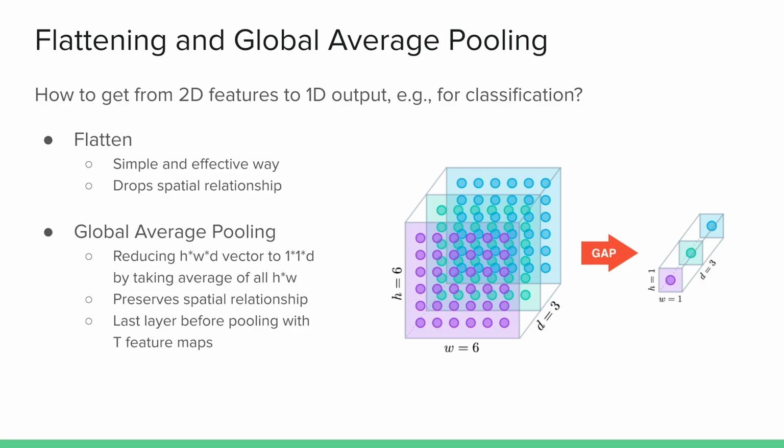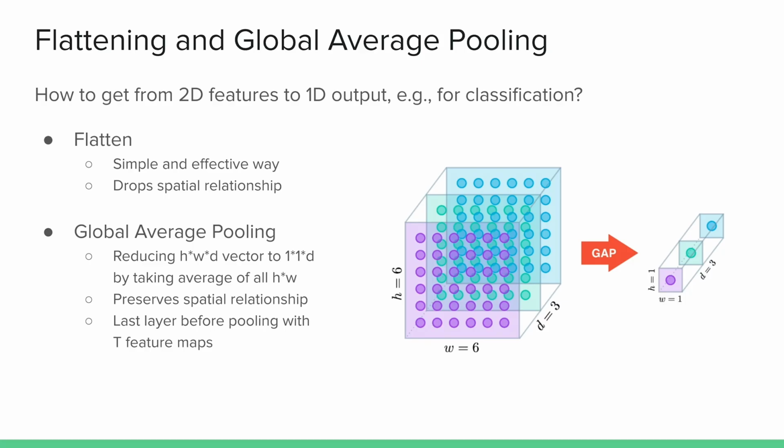But there's also a different idea of not flattening, but actually doing something called global average pooling. What it does is it takes, per feature map, the entire input and reduces it to a 1x1 output. That's the global average pooling: it just takes the average of all of those inputs from one feature map and produces a single output.